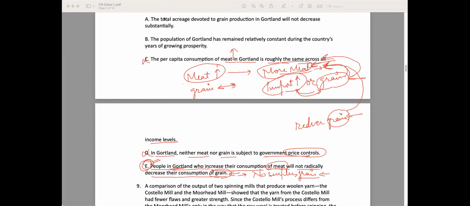Okay, any doubt, any questions? I think all of you picked E for this. Yeah. Right. Okay, let me know if there is any doubt.